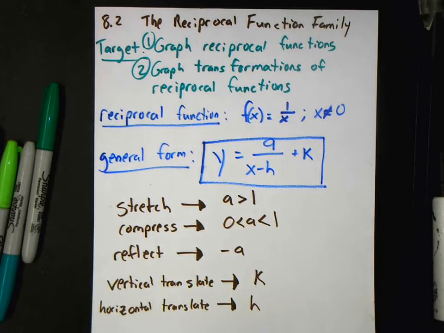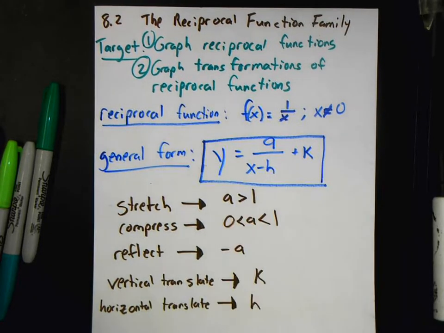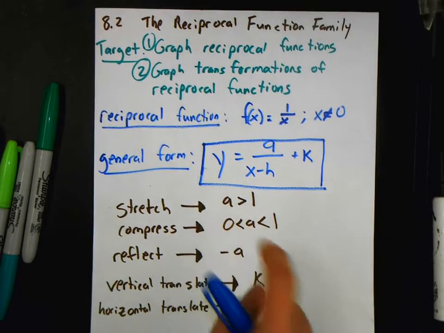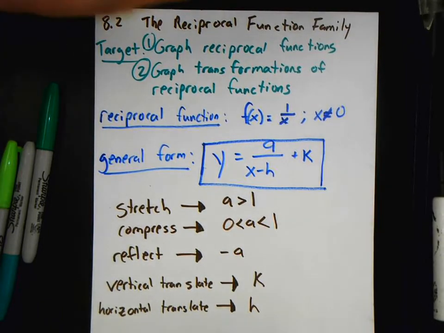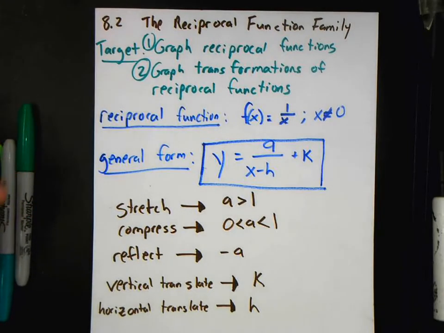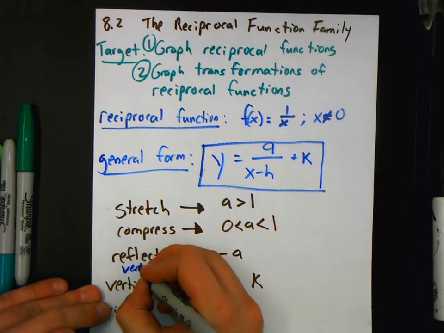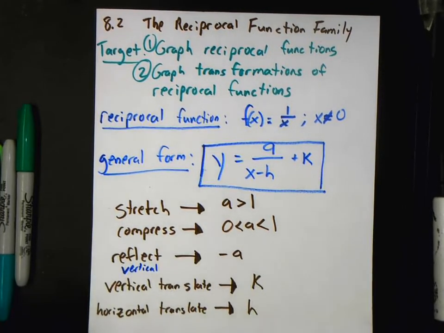But just to go over them again, if a is greater than 1, it's going to be a stretch, so it stretches it vertically. And then if a is between 0 and 1, then it's going to compress it and bring it together vertically, or kind of squish it together. Then if there's a negative out in front, it's going to vertically reflect.